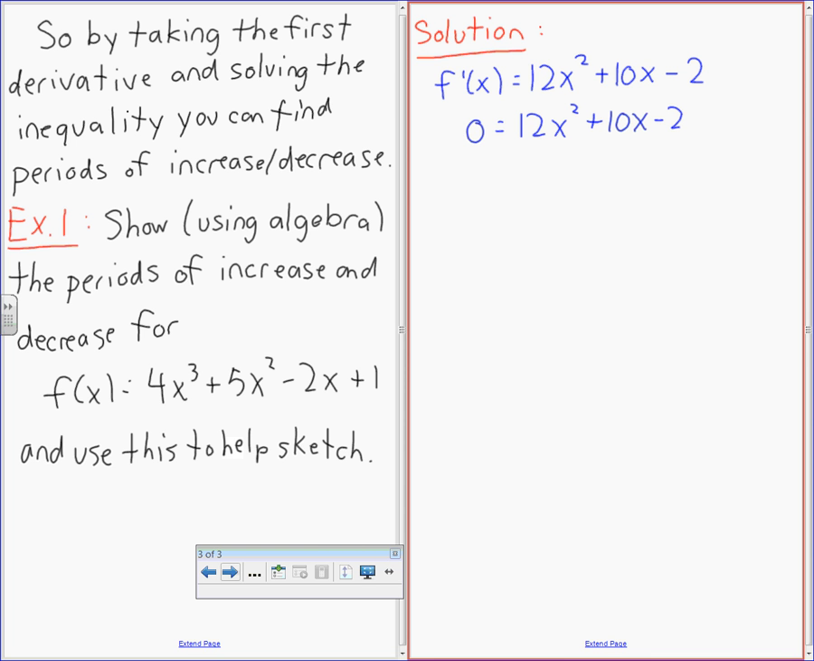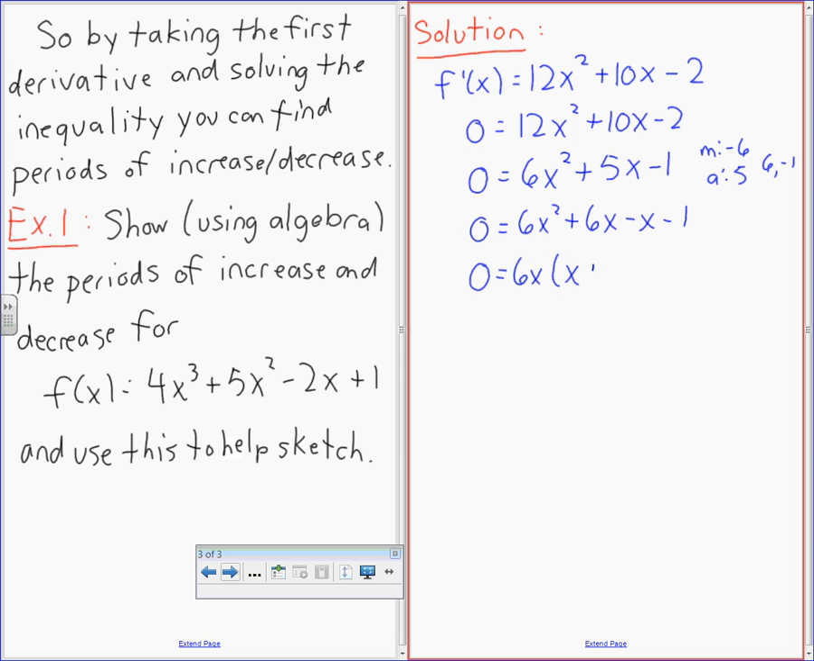The first step that I'm going to do is divide everything by 2 because it's easier that way. So we're going to multiply to negative 6, add to 5, it's going to be 6 and negative 1. So 0 equals 6x squared plus 5x minus 1. The roots here are going to be x equals negative 1 and positive 1 over 6.